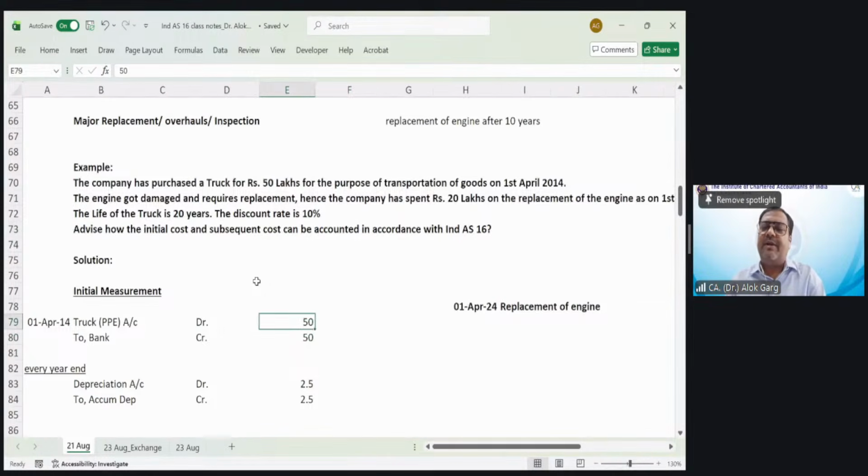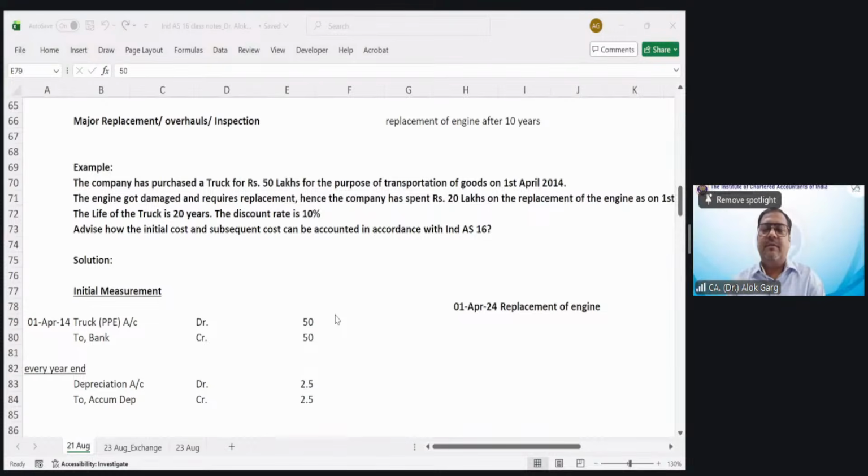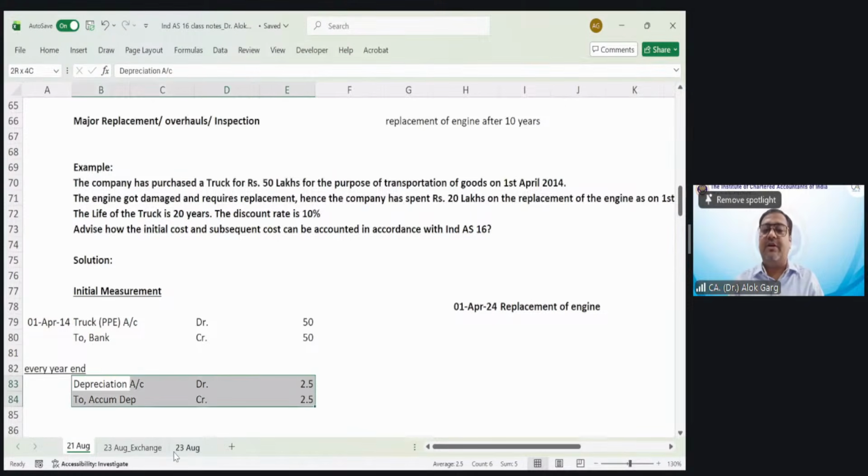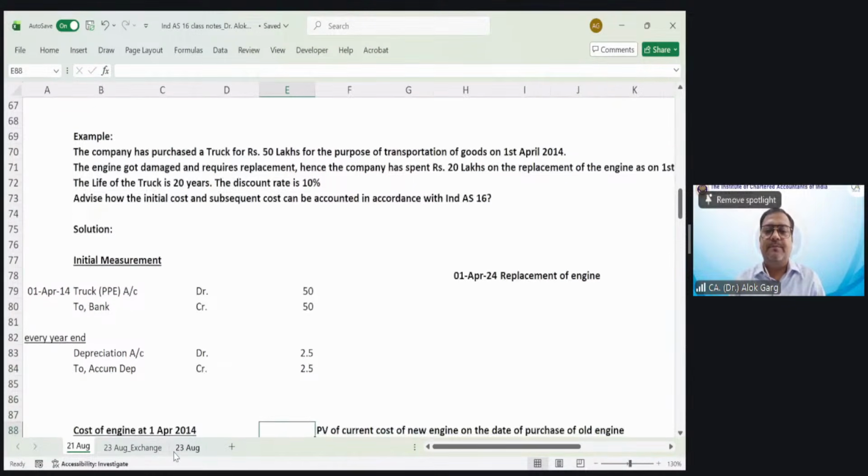What is the depreciation per annum? 50 divided by 20, 2.5 lakh per annum is the depreciation. Depreciation account debit to accumulated depreciation account. 50 lakh divided by 20, right? Yes or no?